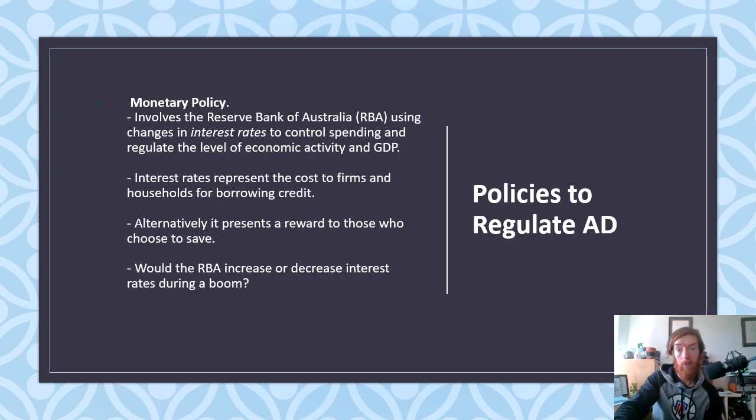Alternatively, if we're in a trough or we're slowing down into a recession, which we currently are, they decrease interest rates because then people are more incentivized to borrow money because it's going to cost them less to pay it back, and then they can invest it or spend it on the things that they want or need.